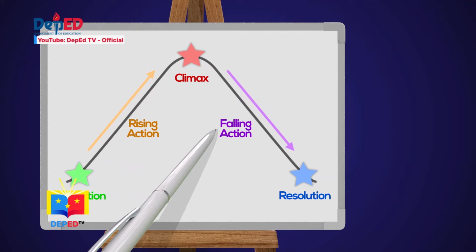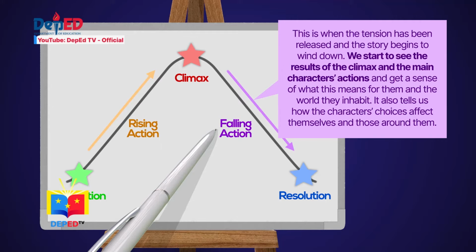This is when the tension has been released and the story begins to wind down. We start to see the results of the climax and the main character's actions and get a sense of what this means for them and the world they inhabit. It also tells us how the characters' choices affect themselves and those around them.